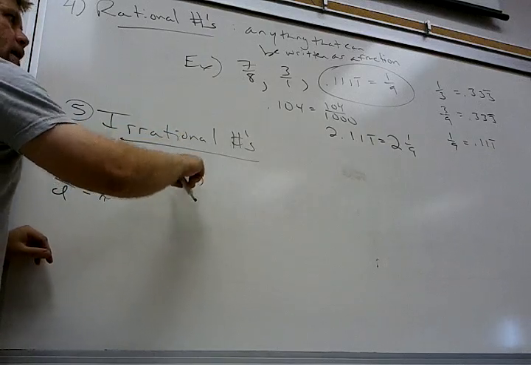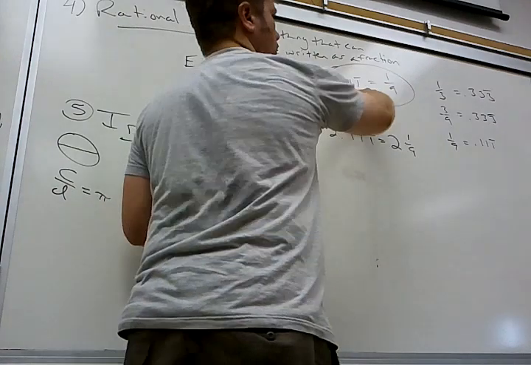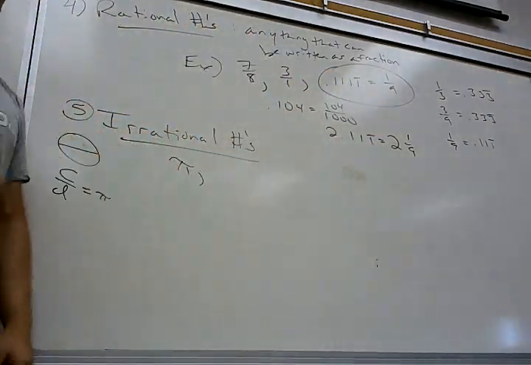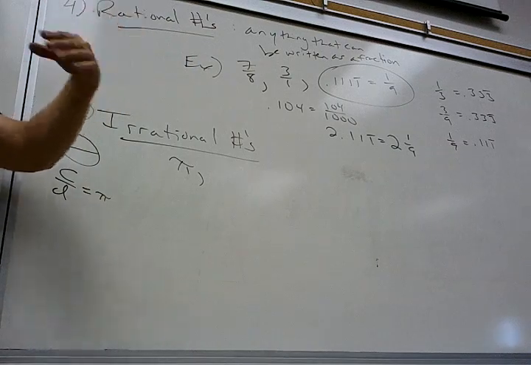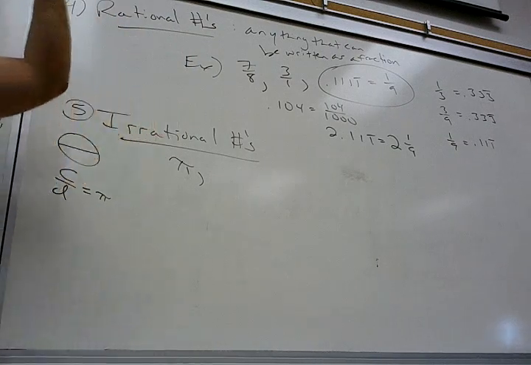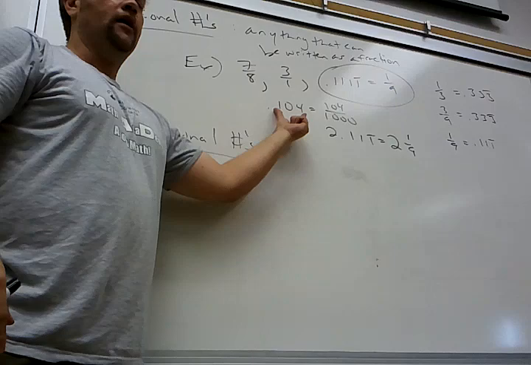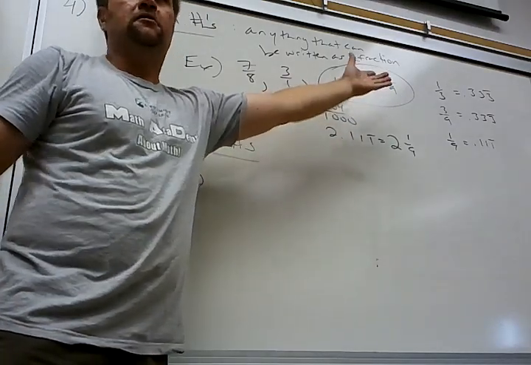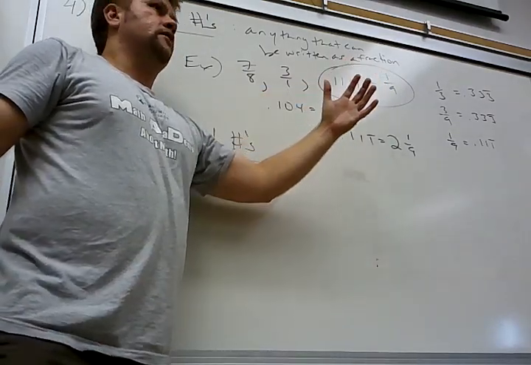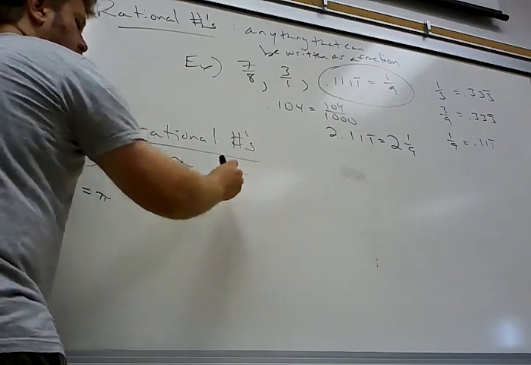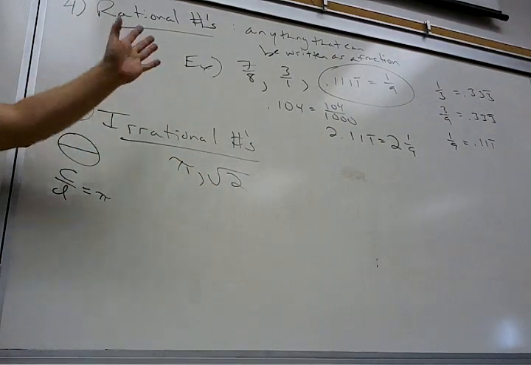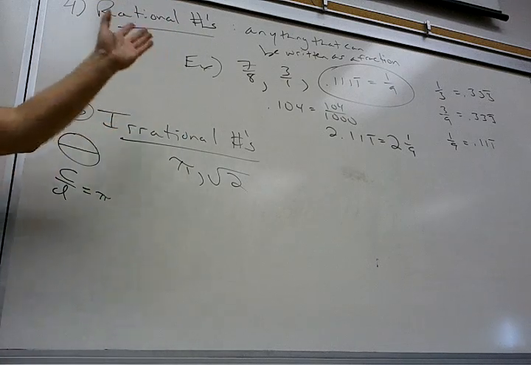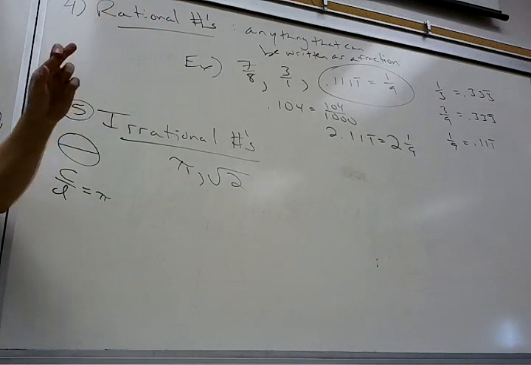Anyway, so it could be pi. Why would it be pi? Because pi doesn't have a pattern like this. It's 3.1415, and so on, and there's never any time that it starts repeating, and there's no pattern to it. It never stops like this one did, and it doesn't have a pattern like this one does. So it can't be written as a fraction. Also, any square root that we can't do. Square root of 2 is 1.414, and so on, no pattern, never stops. Right? Okay. How are we doing so far?